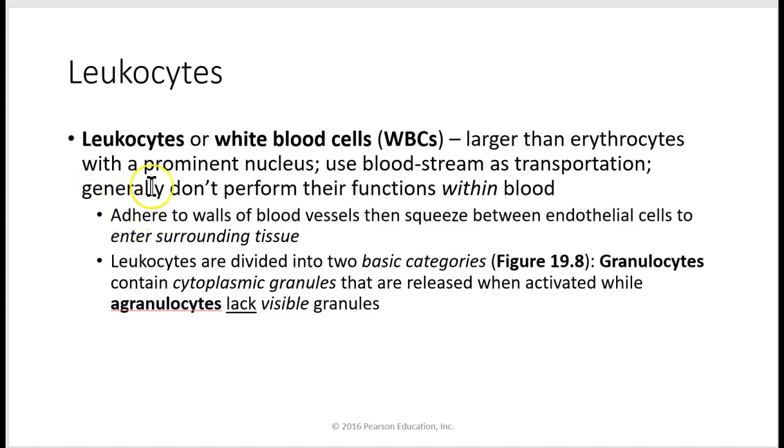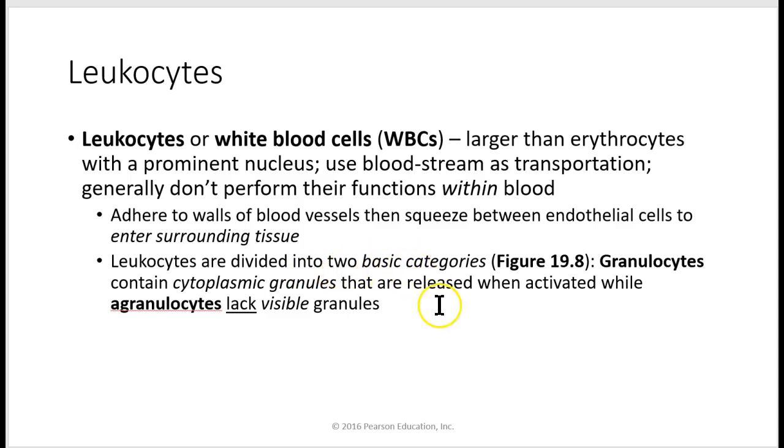As immune cells, they don't generally perform their functions within blood. That's just a transportation device. But they do adhere to walls of blood vessels, and they squeeze between the endothelial cells to enter the surrounding tissue. They're kind of oozing in and out of the transportation system, exiting here and there to check your tissues and then get back in.